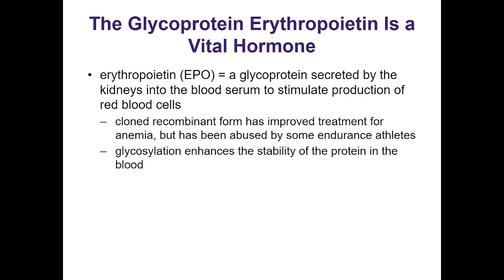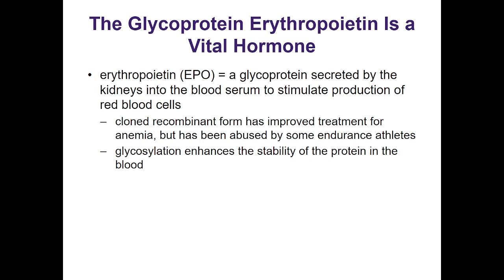The glycoprotein erythropoietin is a vital hormone. Erythropoietin, EPO, that's so much easier, is a glycoprotein secreted by the kidneys into the blood serum to stimulate production of our red blood cells. Its cloned recombinant form is an improved treatment for anemia, but has been abused by some endurance athletes because, of course, anything that increases red blood cells is going to be abused by any athlete.